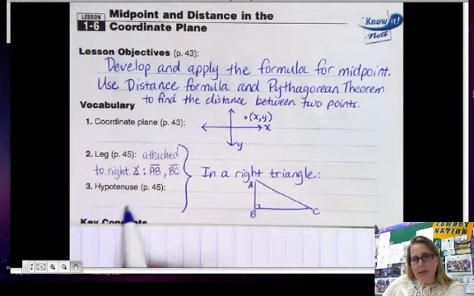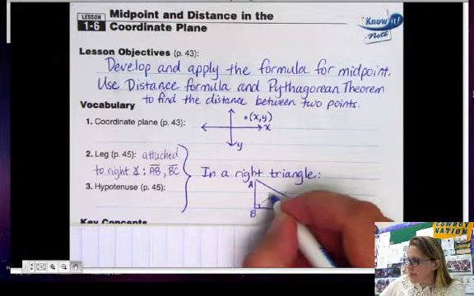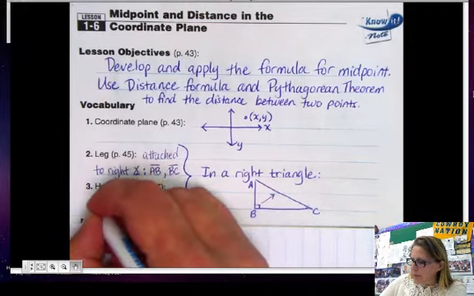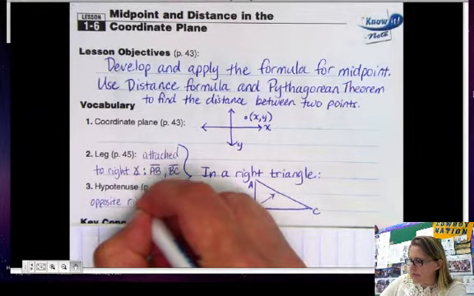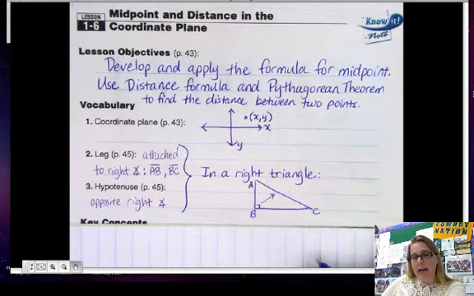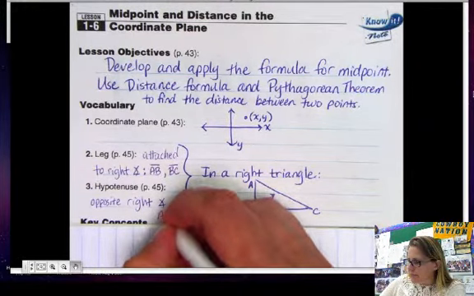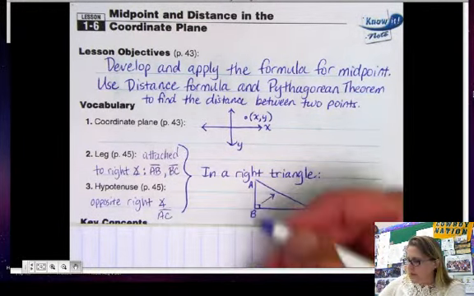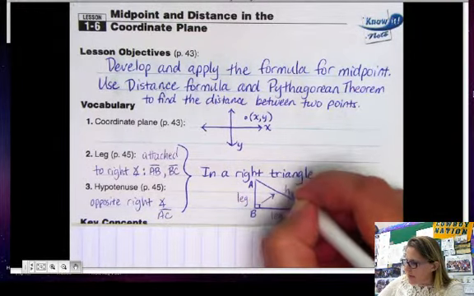The hypotenuse of the right triangle is the side opposite the right angle. And in this case, my hypotenuse is AC. Okay? So this is a leg, this is another leg, and this is a hypotenuse.